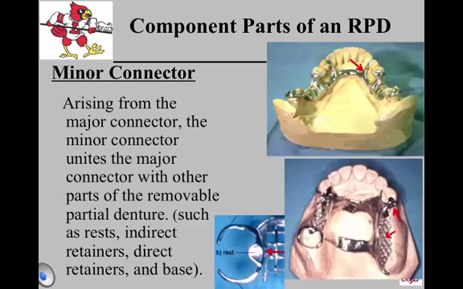The minor connector arises from the major connector. It unites the major connector with other parts of the removable partial denture, such as rests, indirect retainers, direct retainers, and base. In the example of our clasp assembly, the guide plate actually connects the major connector with the rest. It's considered a minor connector.